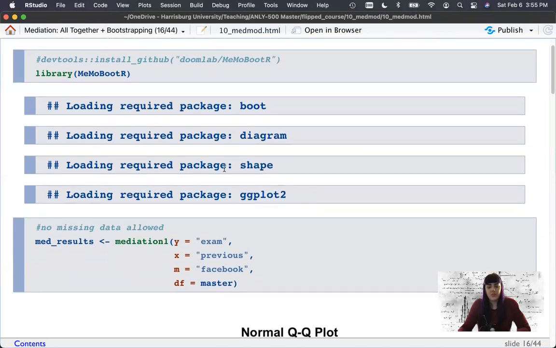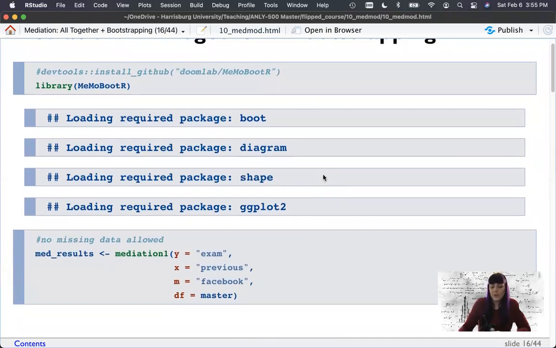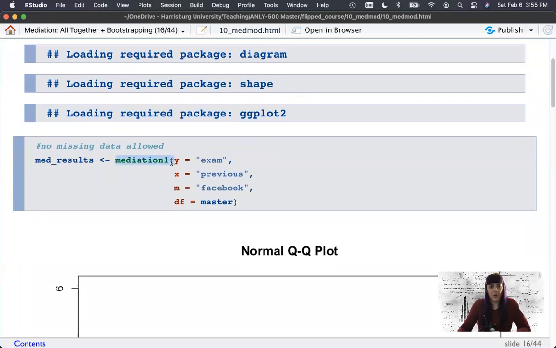Now it does load a bunch of things for you. So it will make a triangle picture for you. Not a very good one, but it'll do it. And loads the boot library. Okay, the boot library is what does the bootstrapping. So you say mediation one, because I want one mediator, because we can actually do multiples. I think you can do up to like six parallel. Don't do that. Stick with one or two. You can do a bunch.